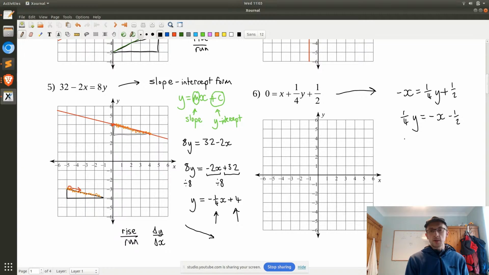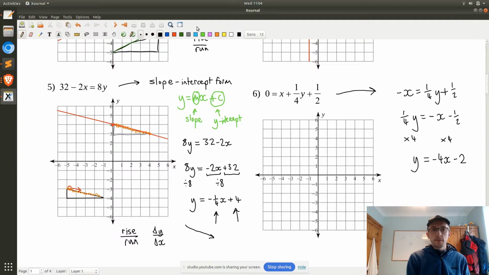Okay, nearly there. But I need this to be y, not 1/4 y. So what I'm going to do is multiply both sides of the equation by 4. By 4. The left turns into y, and the right, well, let's see. -x will turn into -4x. -1/2 will turn into -2. 4 times -1/2 is -2. Perfect. Exactly what I want.